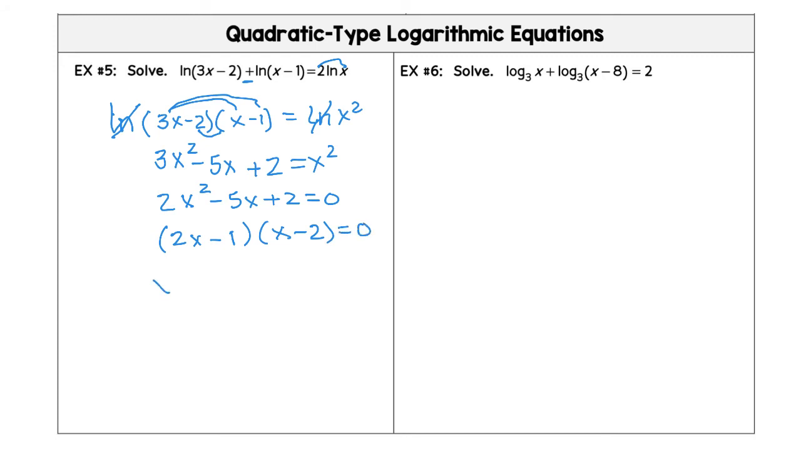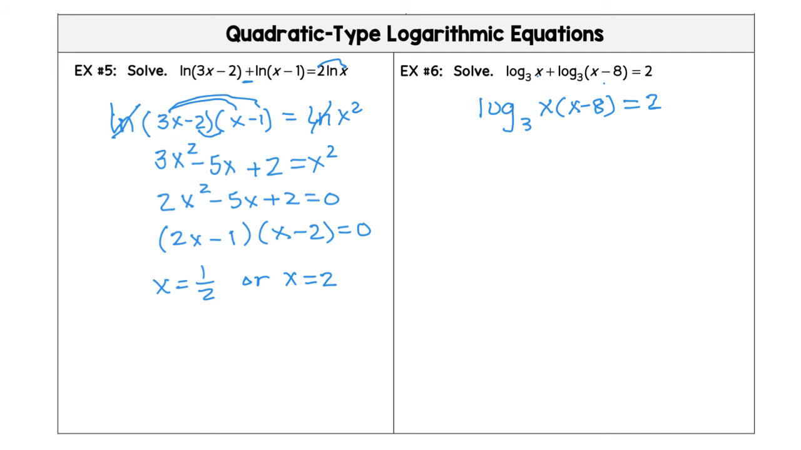So then we're going to have x equals a half, or x can be 2. All right, and so let's look at the next one. We're going to have log base 3 of x times x minus 8, and that's going to be equal to 2.